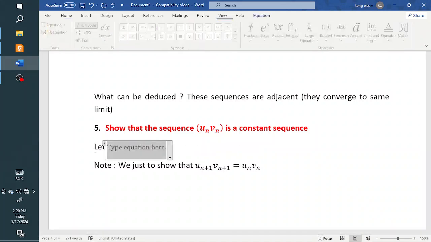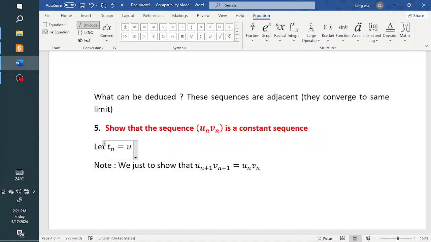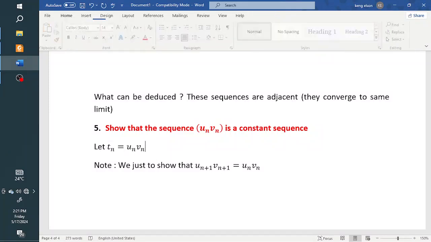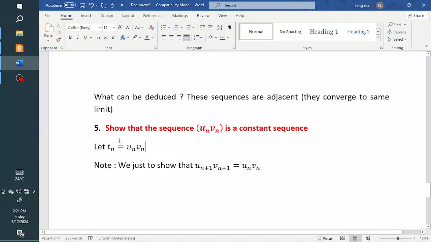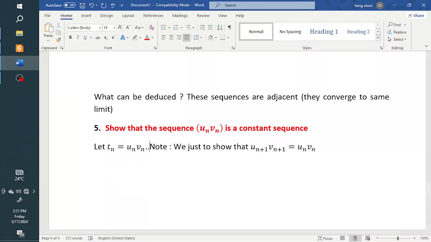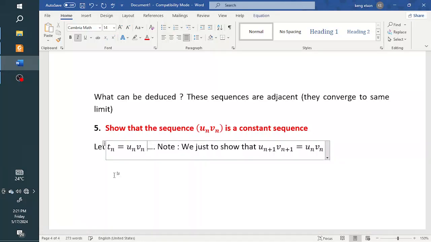If I let t of n be equal to un vn, then you realize that if t of n is constant, then tn plus 1 is equal to tn. All the terms are the same, so we need to use the n plus 1 term and the n term. And what is tn plus 1? It is un plus 1 times vn plus 1. What is tn? It is un times vn. So this is what we have to show. Okay, so let's go on proving that.